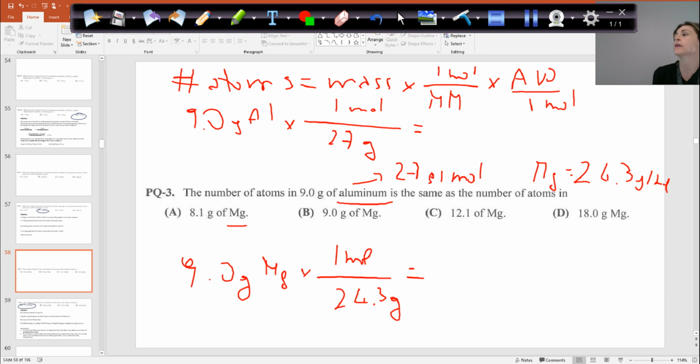Everybody with me so far? So all the other options, so 9, I'm eliminating because clearly it's not the same, right? It's more. And because of the same reason, I can also eliminate the 12 and the D, right, and the 18, because all of these are more grams of magnesium, which will turn into even more moles and more atoms of magnesium. So the only option available in here is that 8.1 grams.